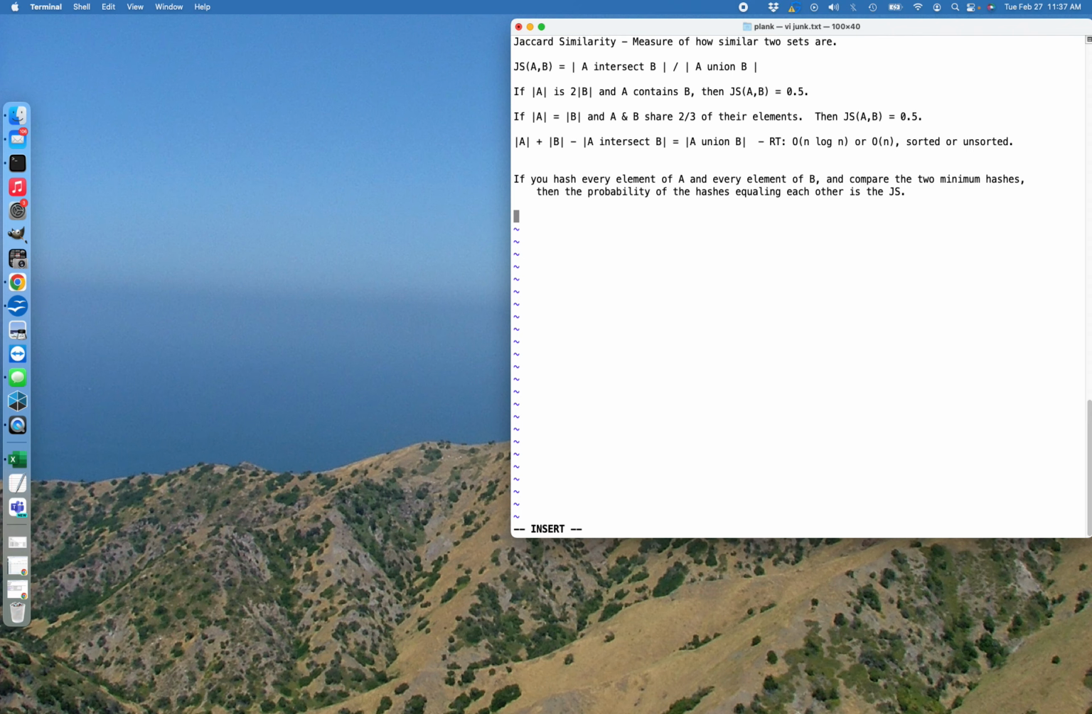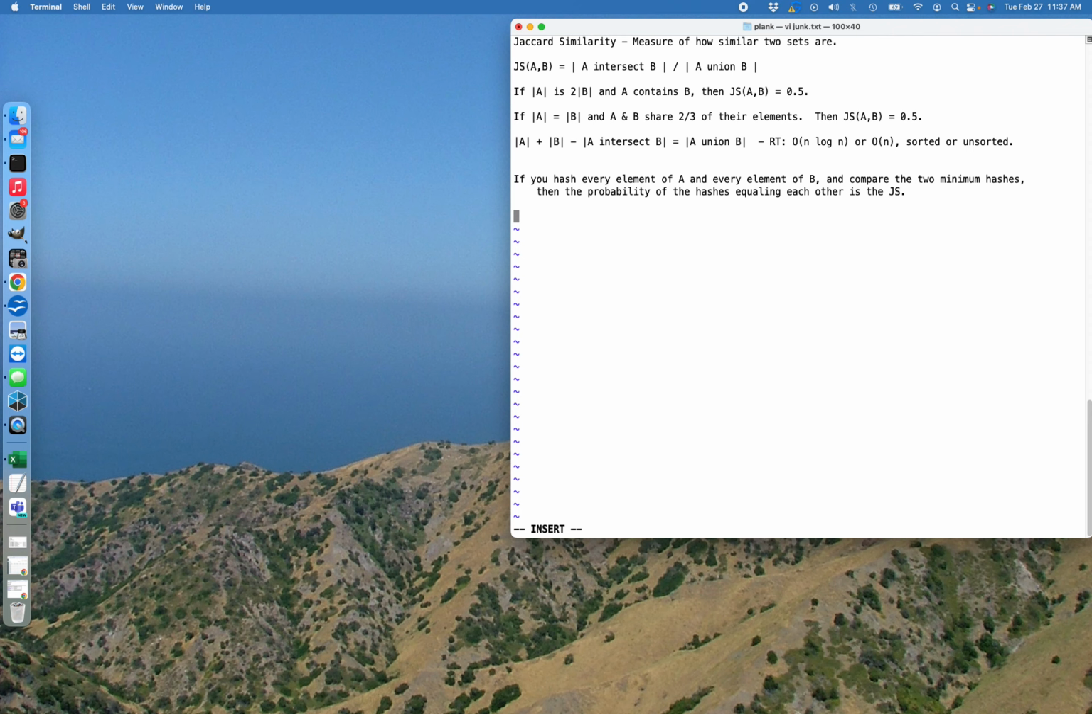Let's say A equals B. Their minimum hashes are the same, period. We're going to assume we're not going to have any hash collisions. So let's say we're just using MD5. We're never going to have a hash collision. So if they equal each other, yeah, the two hashes are going to equal. Probability 1. If they're completely disjoint, then they're going to have completely different sets of hashes, and there's no way they can equal each other.